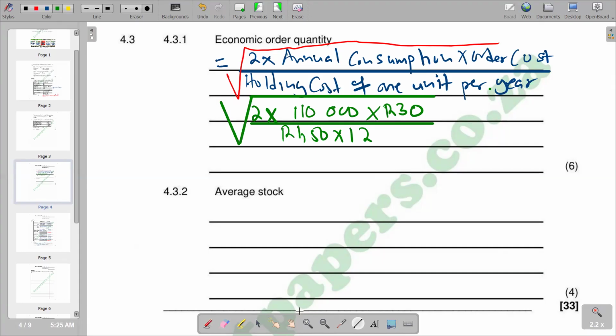So from there, if you calculate correctly, you're going to get your final answer as 366,666.66, which you are going to round off to the whole number. It becomes 366,667 units. Basically, that's what we have.